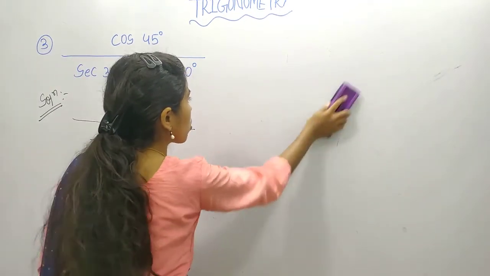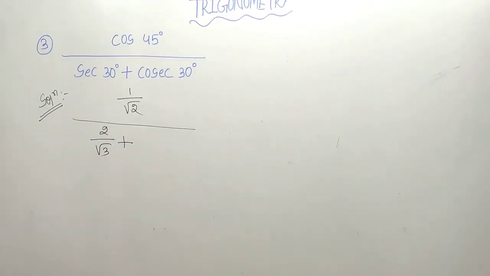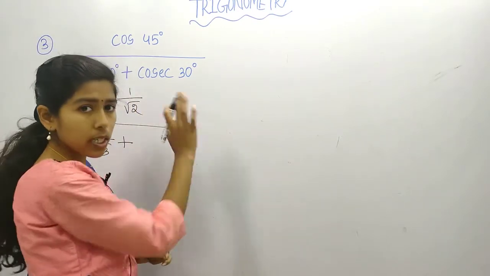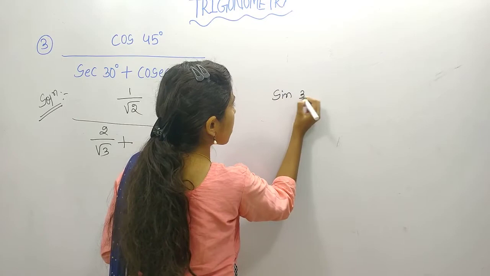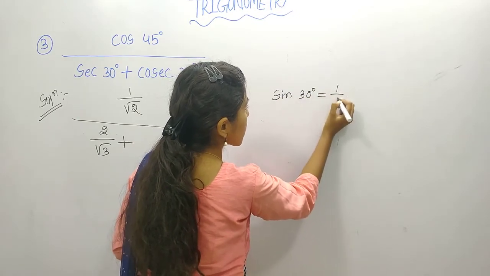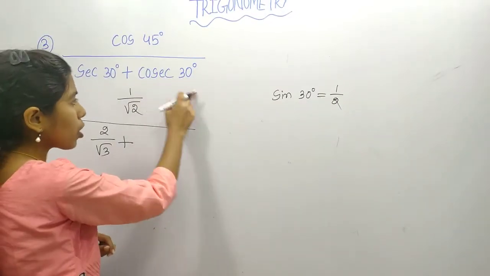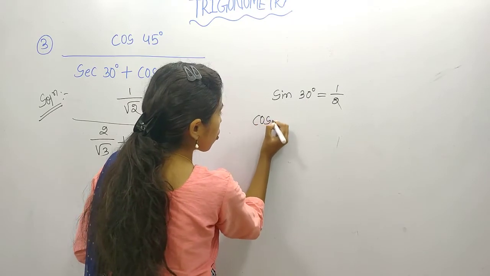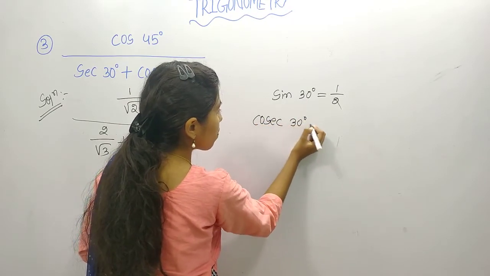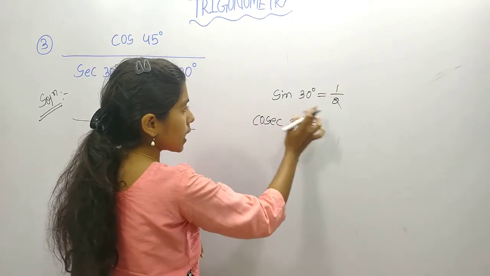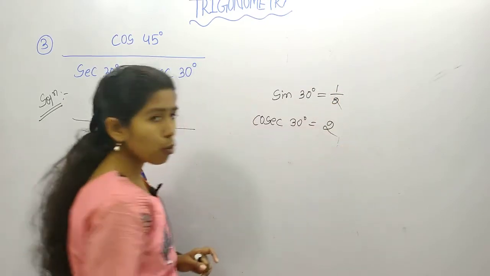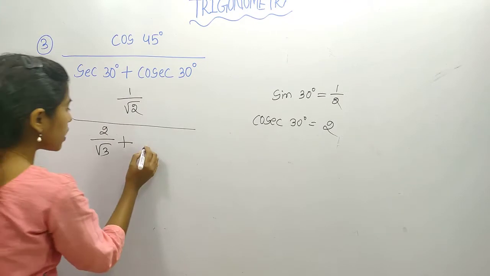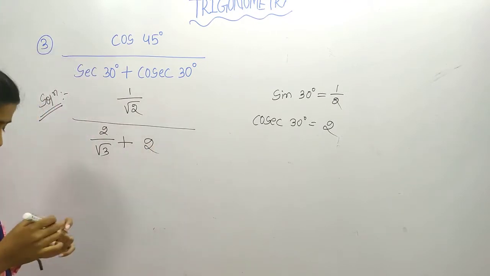So we will find cosec 30 degree. Here you see, cosec is the reciprocal of sine. First you find sine 30 degree. Sine 30 degree is half, right? Cosec is the reciprocal of sine. It means sine 30 degree is 1 by 2, so cosec 30 is the reciprocal, which means 2. So instead of cosec 30 degree, we will put 2 here.